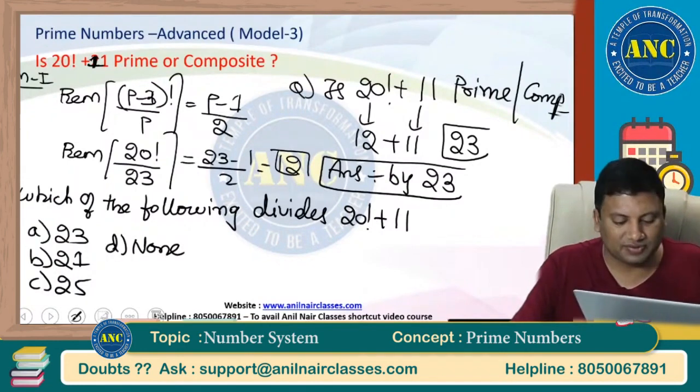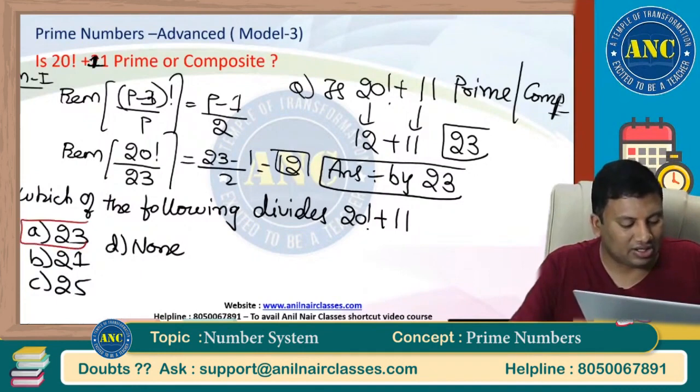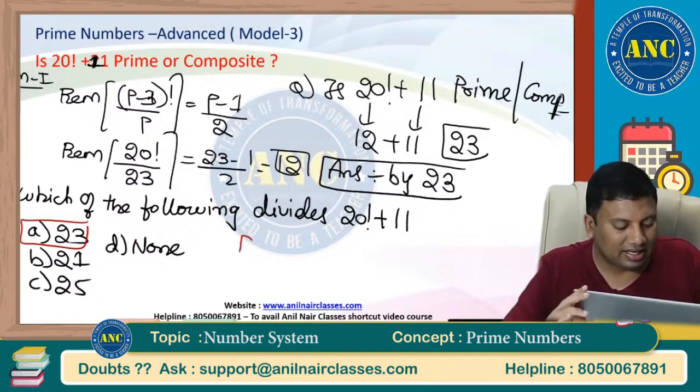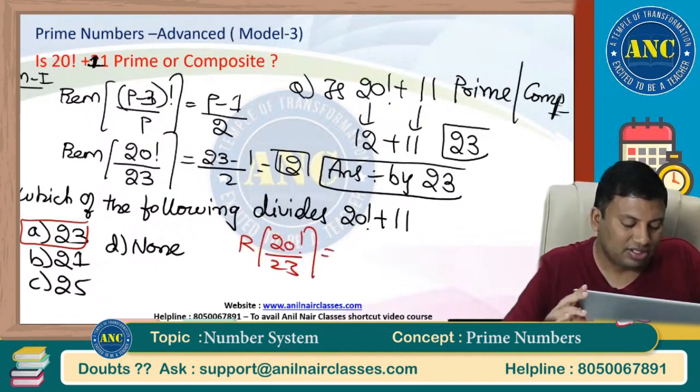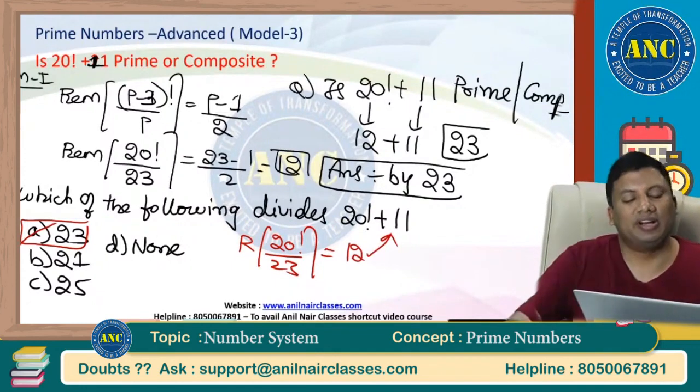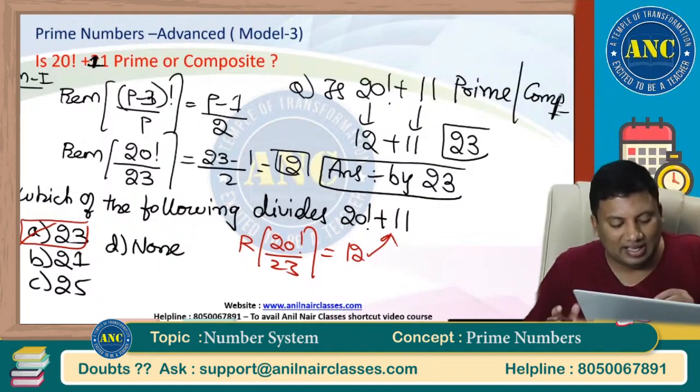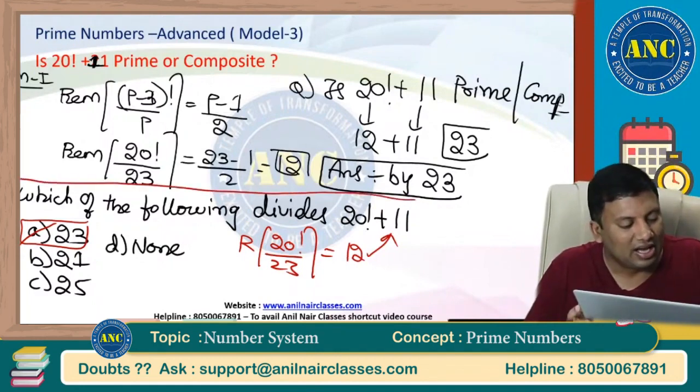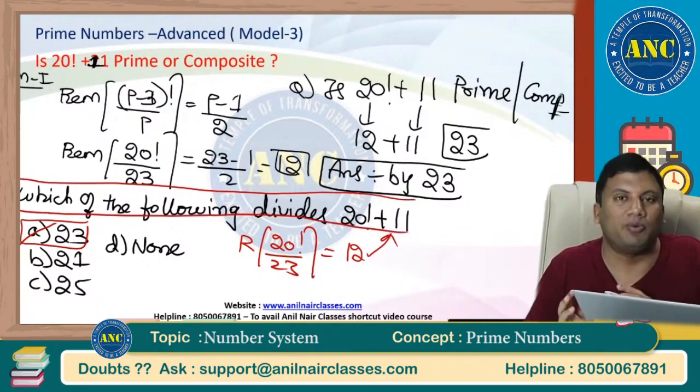This is the best way of solving, because if I take 23, I will get 20 factorial divided by 23, which is 12. 12 plus 11 is 23. So the answer is 23; 23 is perfectly divisible. This is the best way of asking the question. Otherwise, the question will become a cakewalk for you, sir.